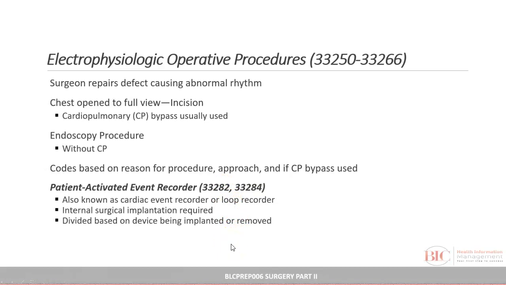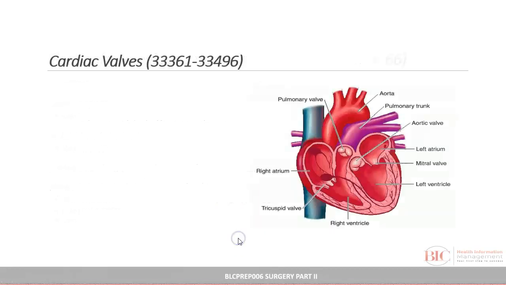Patient activated event recorder 33282 and 33284 is also known as a cardiac event recorder or loop recorder. It's surgically implanted, and its code is divided based on the device being either implanted or removed. So you have one, either they're going to implant it or they're removing it.